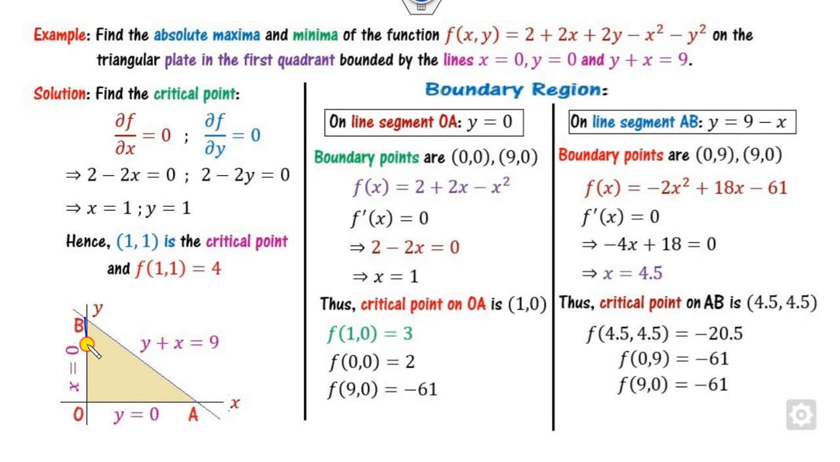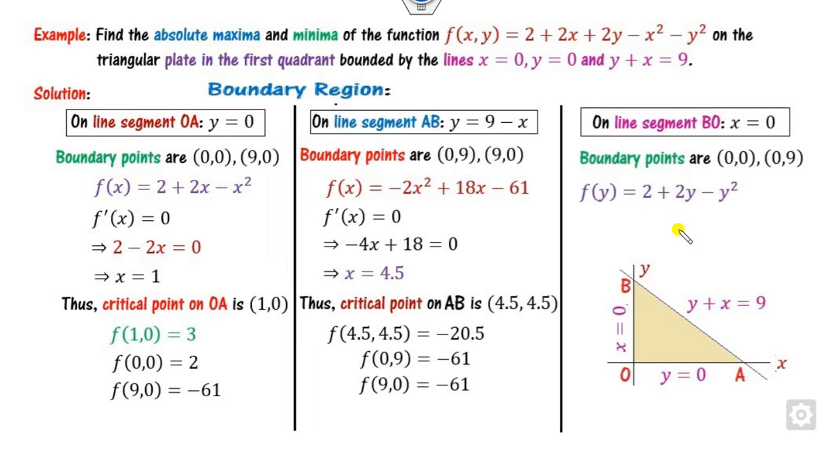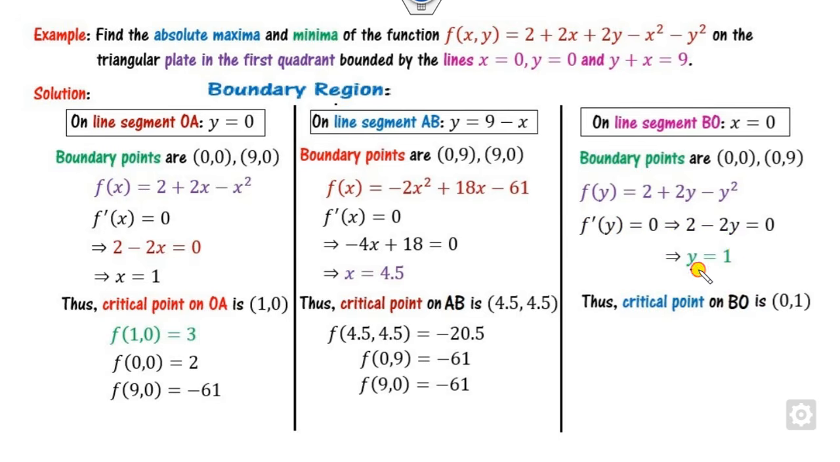Now the third line is B to O. So on the line OB, x is equal to 0. We can substitute x is 0 here. This is a function of y now, so it's 2 plus 2y minus y square. What are the boundary points? It's (0, 0) and this is (0, 9). Now you can take the first derivative as 0. You can get the value of y, so y is equal to 1, x is 0. So (0, 1) is the critical point.